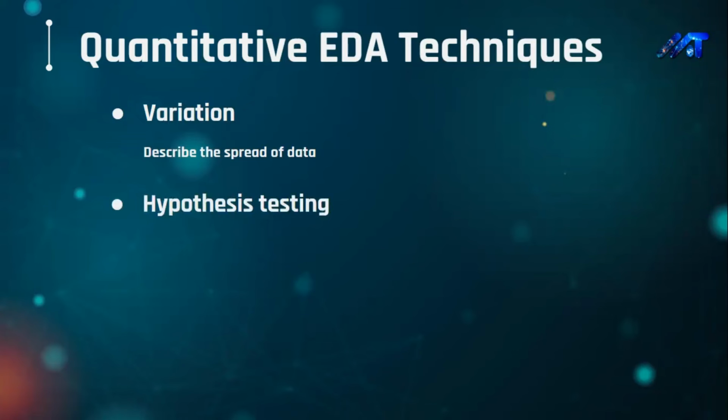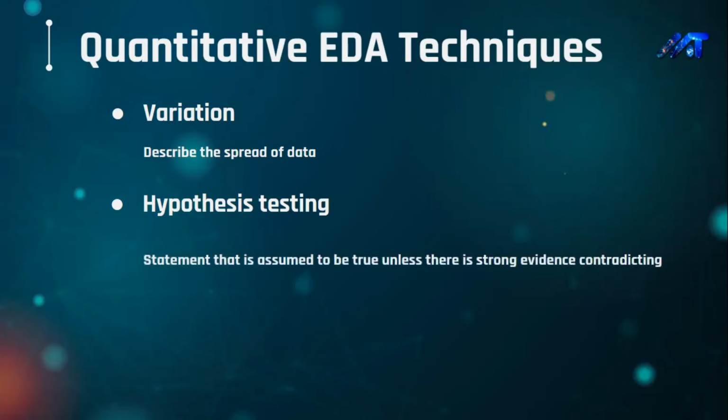Hypothesis testing. When we talk about hypothesis testing, statistical hypothesis comes to mind. A statistical hypothesis is a statement that is assumed to be true unless there is strong evidence contradicting it. There can be a certain assumption regarding the dataset in these statements. Hypothesis testing is used to determine whether such a proposition is true or not.